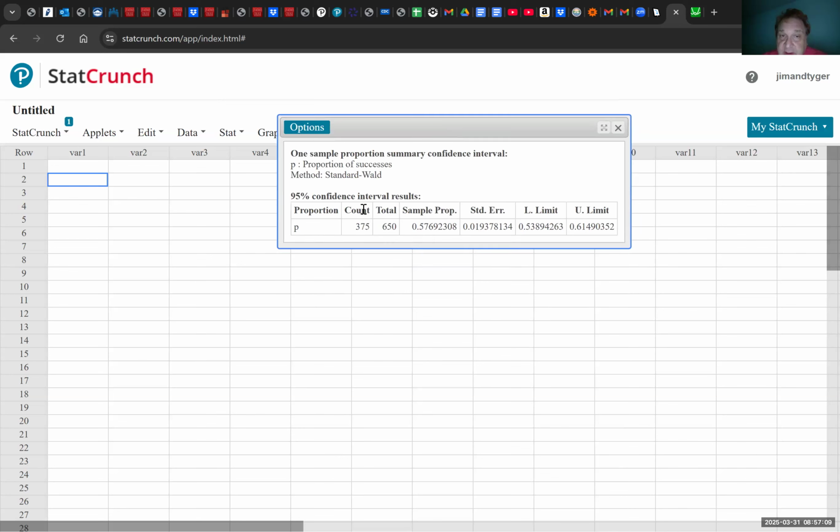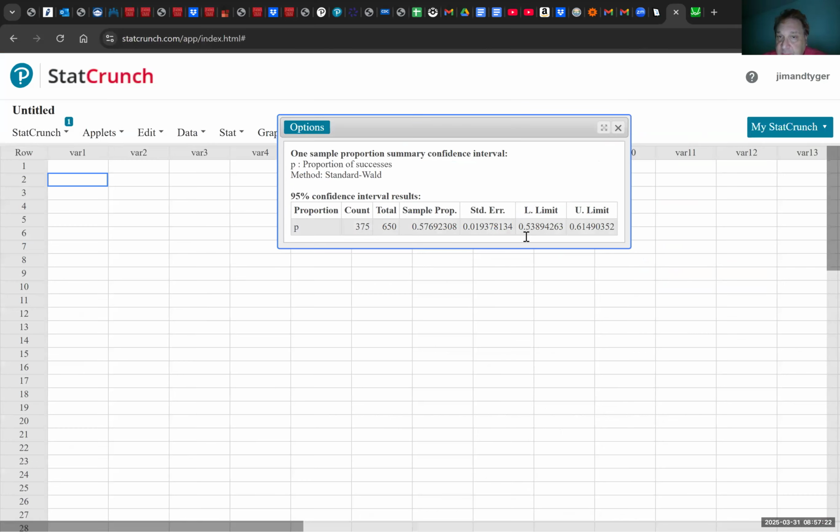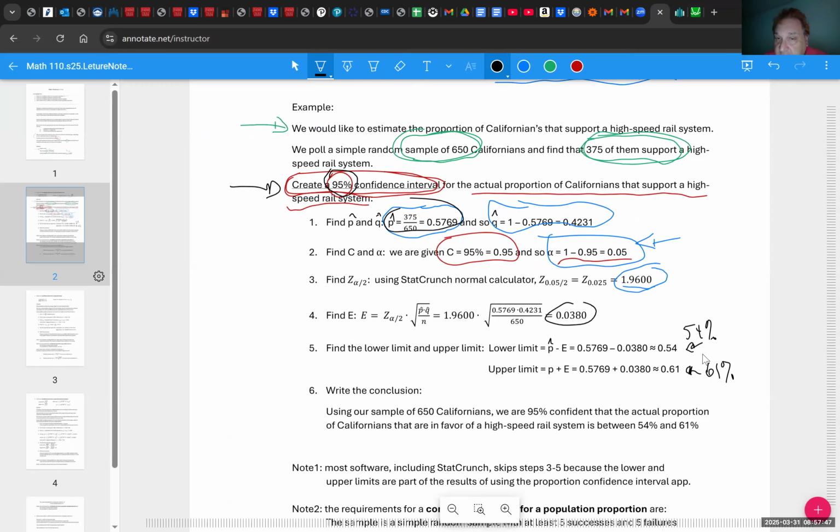And here it gives the sample proportion, that's our p hat, is 0.5769, and that was the same number 0.5769 that we got up here. And it says the lower limit is 0.5389. I'm going to round that to 2 decimal places. So 2 decimal places would be like 0.53, but the next number after the 3 is an 8. So I round that to 54%. So 54% is the lower limit, and the upper limit is 61%. It's not high enough to round, so it's just 61. So we get 54 to 61, which actually matches our lower and upper limit here.